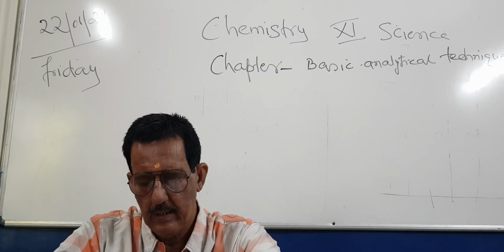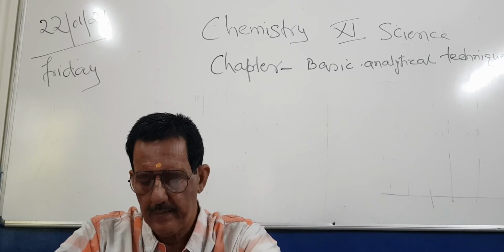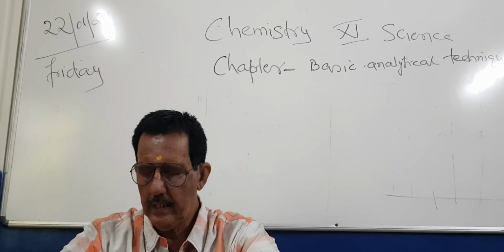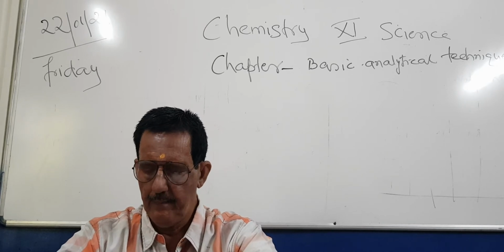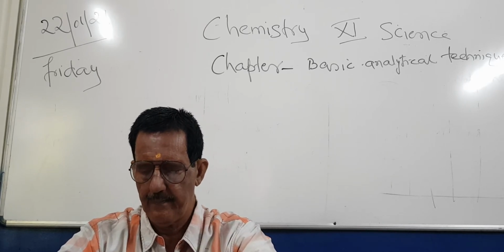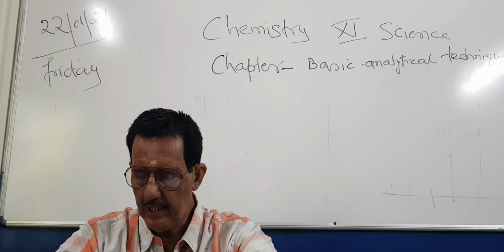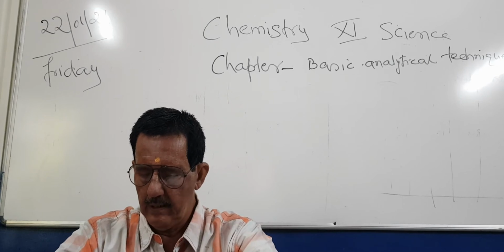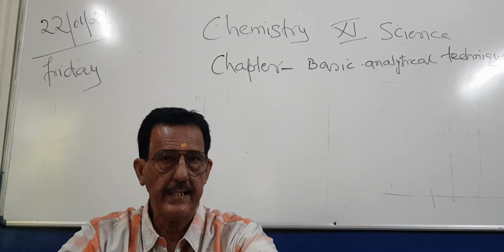Now we come to another point, that is partition chromatography. Partition chromatography is based on the continuous differential partition of the components of the mixture between the stationary phase and the mobile phase. Paper chromatography is a type of partition chromatography. In paper chromatography, a special quality paper known as Whatman paper number 1 is used. Chromatography paper contains water trapped in it, which acts as the stationary phase.